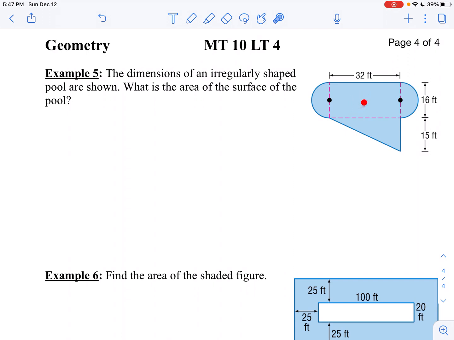I see a rectangle here. Here's a half a circle and another half a circle. I got a whole circle, and I see a triangle. So that's what I'm going to do. I'm going to start here. Let's find the area of my rectangle.